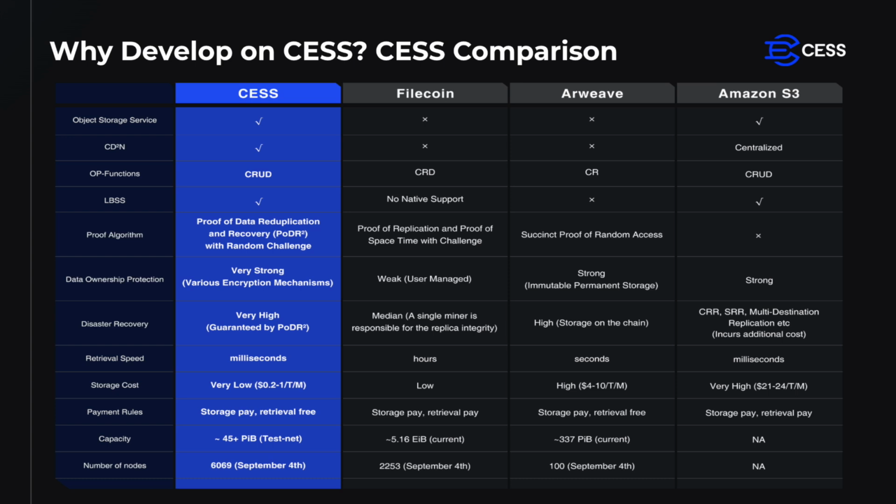This comparison underscores the unique strengths of SES, particularly in offering a decentralized CDN, comprehensive CRUD operations, low-cost storage, and robust proof algorithms, making it a compelling choice for decentralized application development.